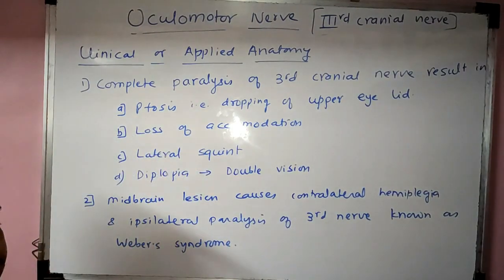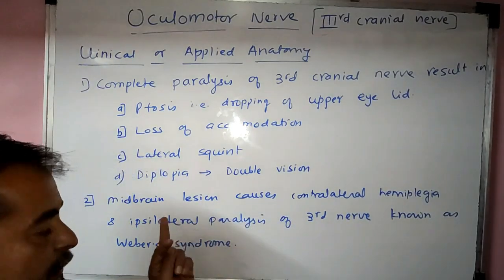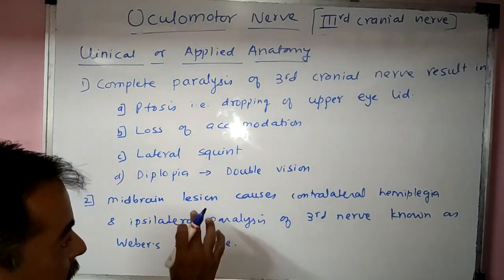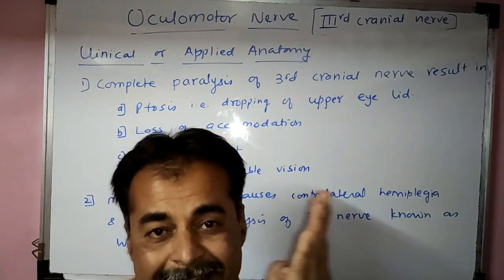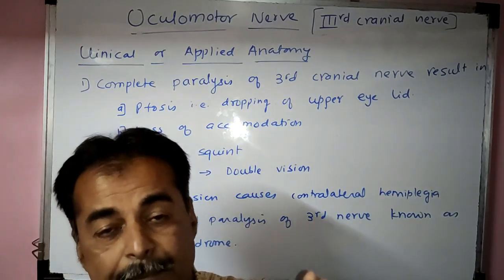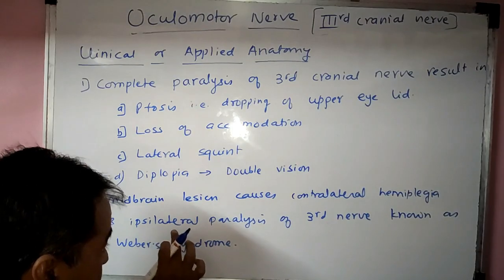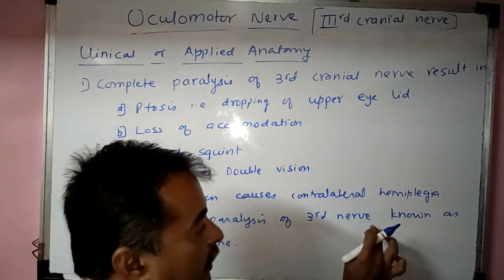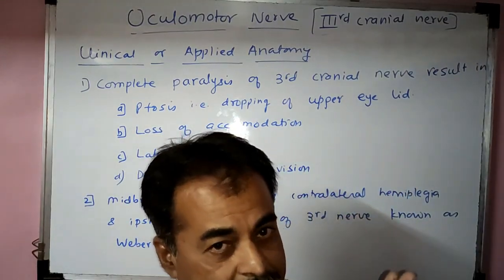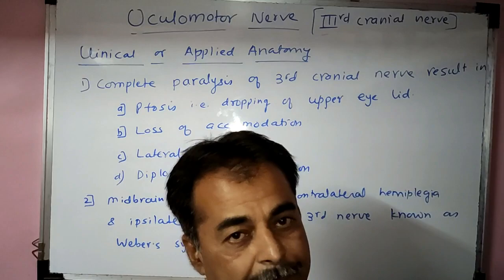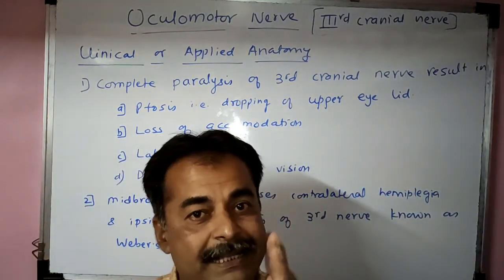Now the next topic is the midbrain lesion, because we have seen that the nerve originates from the midbrain. A midbrain lesion causes contralateral hemiplegia. If a left-sided midbrain lesion occurs, it will cause hemiplegia of the right side, meaning the opposite side, but ipsilateral paralysis of the third nerve, meaning the same side.